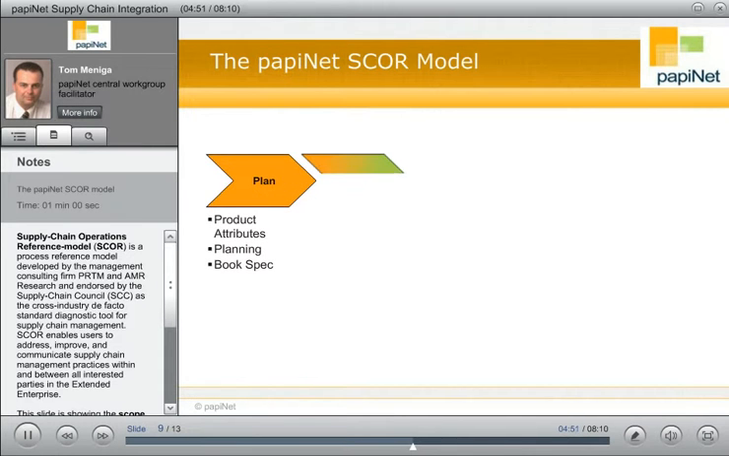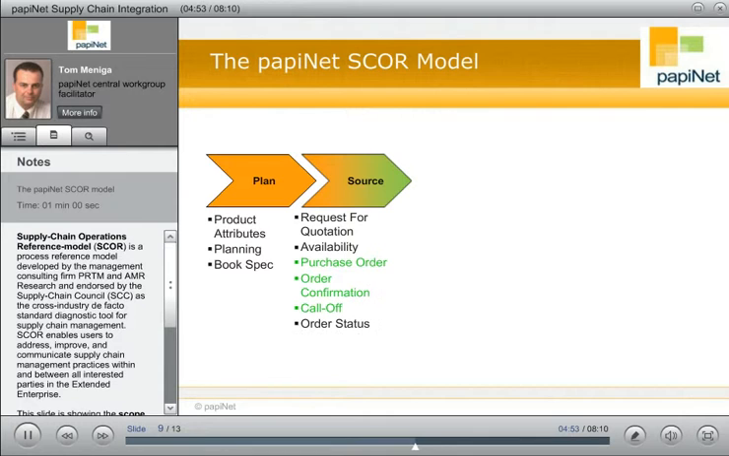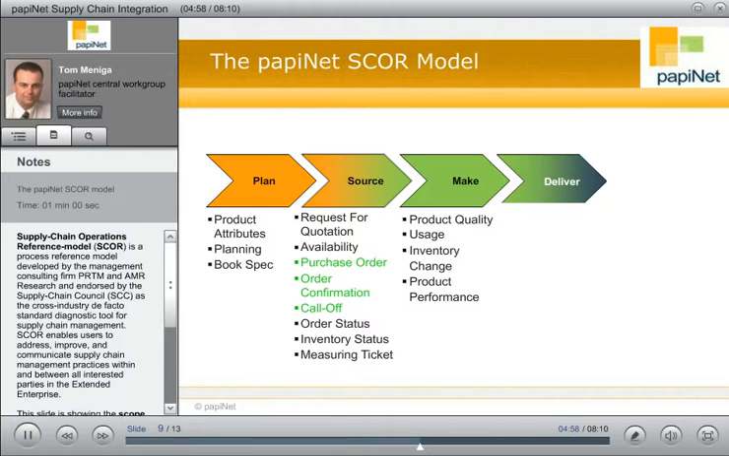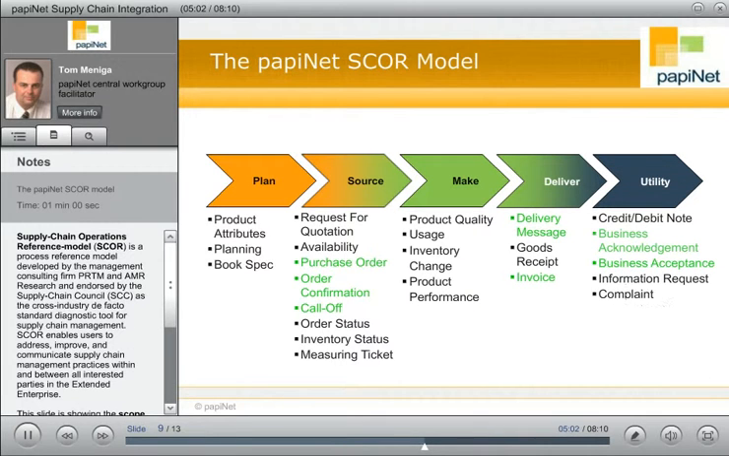The Supply Chain Operations Reference Model, SCOR, is a process reference model developed by the management consulting firm PRTM and AMR Research and endorsed by the Supply Chain Council (SCC) as the cross-industry de facto standard diagnostic tool for supply chain management. SCOR enables users to address, improve, and communicate supply chain management practices within and between all interested parties in the extended enterprise. This slide is showing the scope of papiNet development.